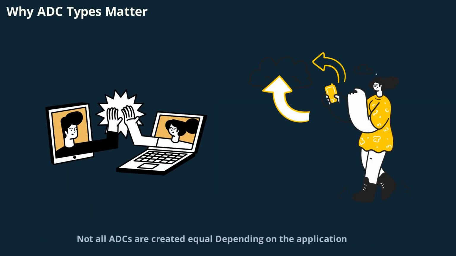Not all ADCs are created equal. Depending on the application, you might need an ADC that's super fast, extremely accurate, or very power efficient. For example, audio recording needs high resolution for clear sound, while a radar system might need lightning-fast conversions. That's why engineers have developed several types of ADCs, each with its own strengths and weaknesses. In the next scenes, we'll break down the main types and see where each one shines.